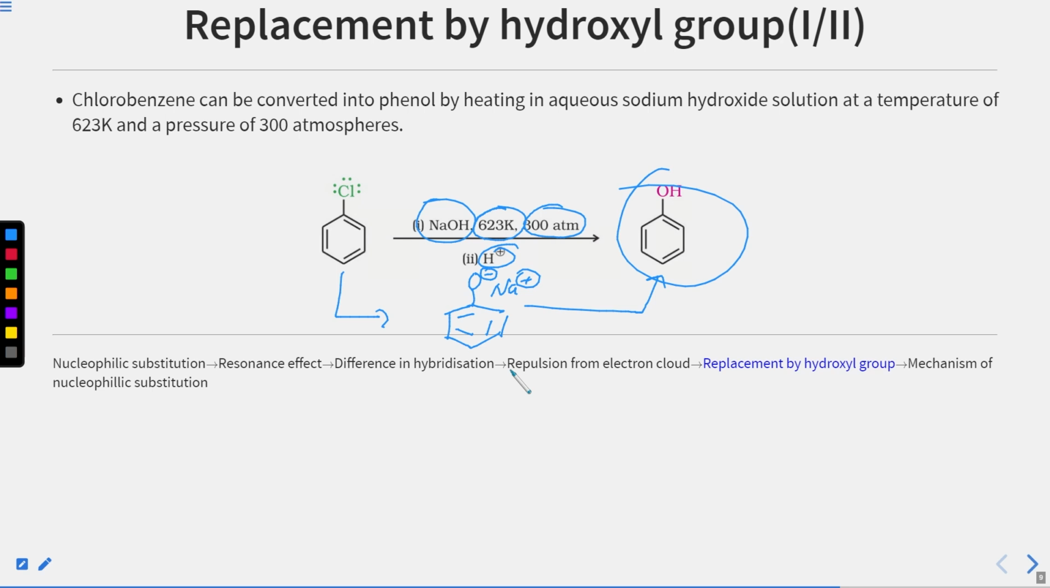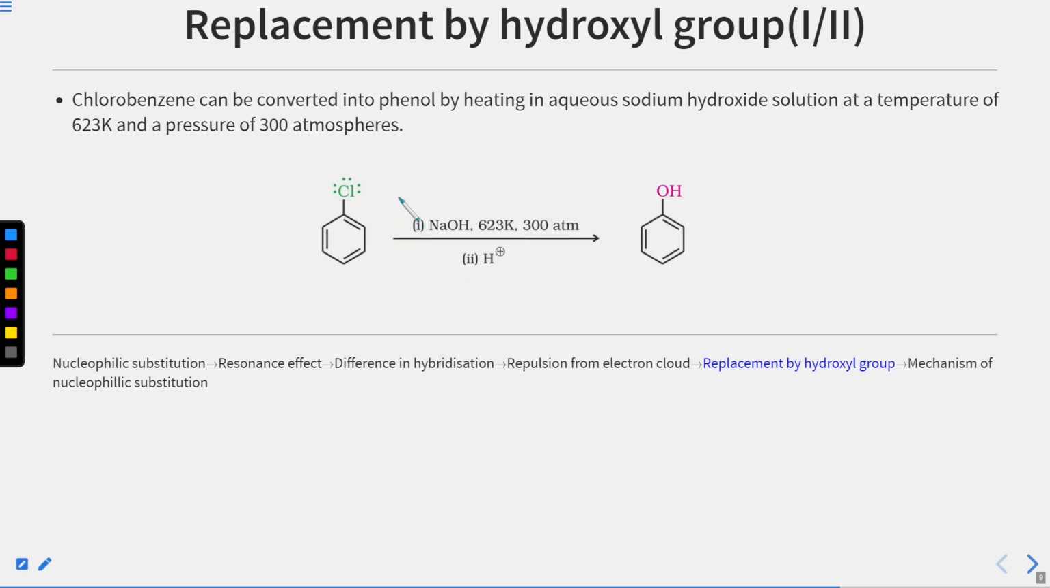So this is a kind of nucleophilic substitution. How? Your OH minus is coming, which is a nucleophile because it has a lone pair and it is negatively charged, so it will be attracted towards the electrophilic site. Now, although for various reasons this carbon-Cl bond is not that polar, it has some polarity, because of the nature of the C-X bond: chlorine is electronegative and carbon is electropositive.